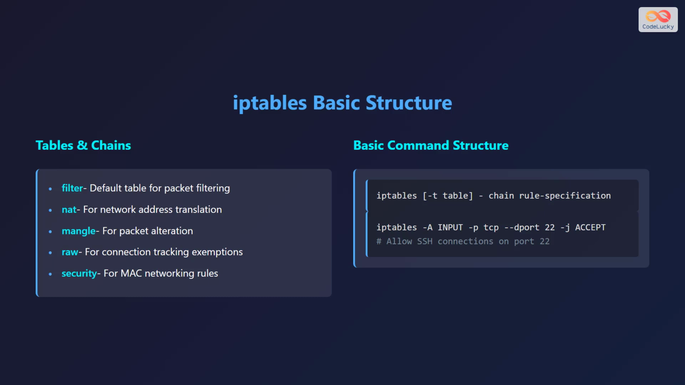Now let's look at the basic command structure. The command begins with iptables, followed by an optional table specification using the -t flag. Next is the command, which specifies the action to be performed on the chain. Finally, the rule specification defines the criteria for matching packets. For example, iptables -A INPUT -p tcp --dport 22 -j ACCEPT. This command allows SSH connections on port 22.